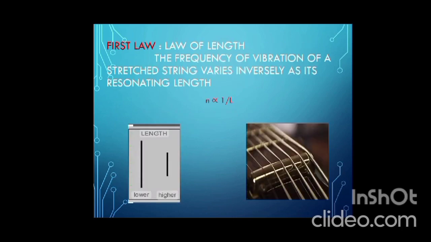First law, law of length. The frequency of vibration of a stretched string varies inversely as its resonating length. It happens when T and M are constants. N is directly proportional to 1 by L, whereas N is inversely proportional to L. Example for first law is guitar. When length decreases, frequency increases. When length increases, its frequency decreases.